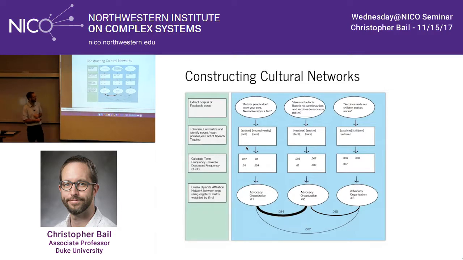So for example, these 2 advocacy organizations have a strong tie because they both talk about autism, fact, and cure. But you'll note that autism has a very low TF-IDF because it appears in so many messages. And so we want to penalize that. We don't want groups to all be tied to each other just simply because they're talking about autism. We want a term like neurodiversity here to have a very high TF-IDF.